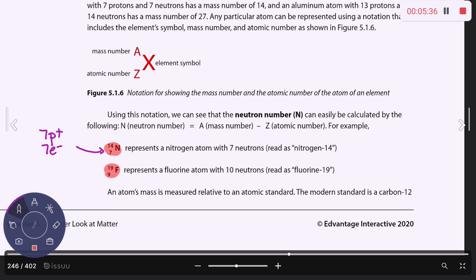If I want to calculate the number of neutrons, take the mass number, which is 14, minus the atomic number, which is 7, and that's how you get 7 neutrons. Okay? Let's take a look at the top of the next page.